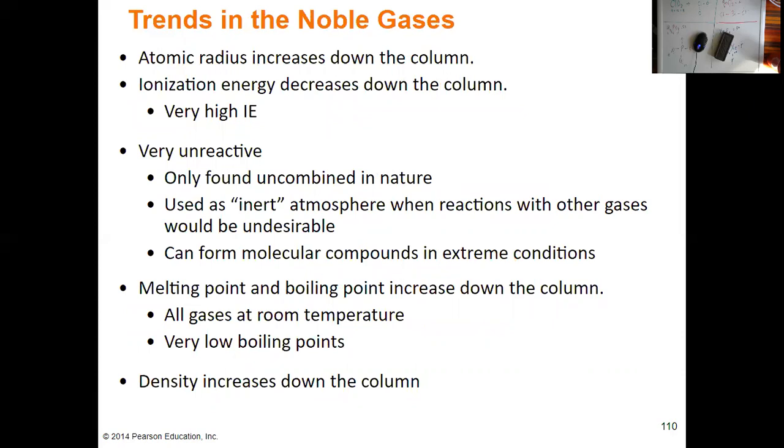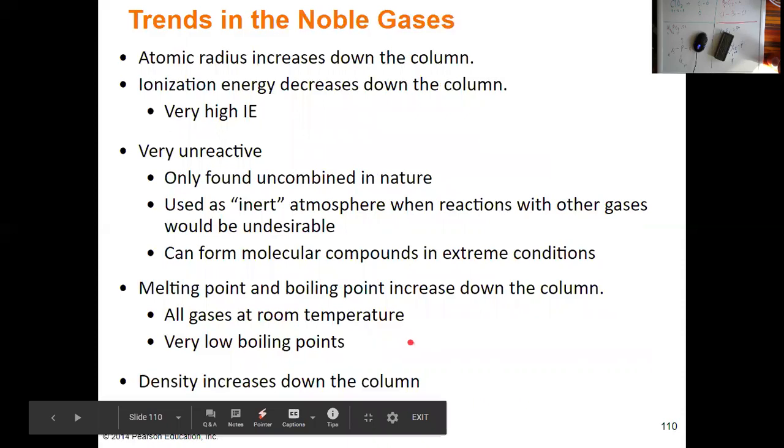With your noble gases, again, the radius will increase down the column. They have extremely high ionization energies. It's really not worth it to try to react something with a noble gas, except under extreme conditions. We often call noble gases inert gases for this reason. The melting point and the boiling point both increase down the column. All of the noble gases are actually gases at room temperature.